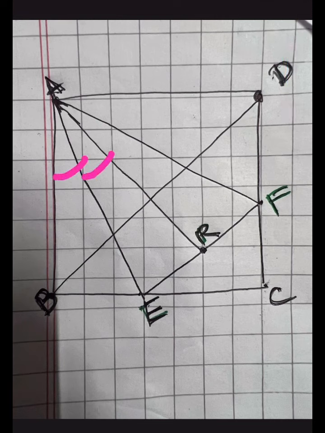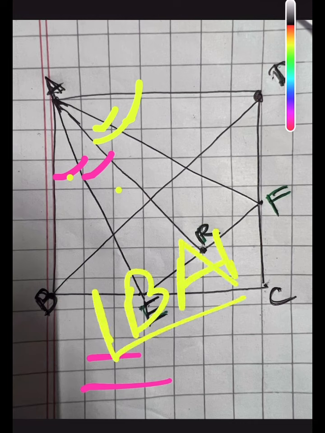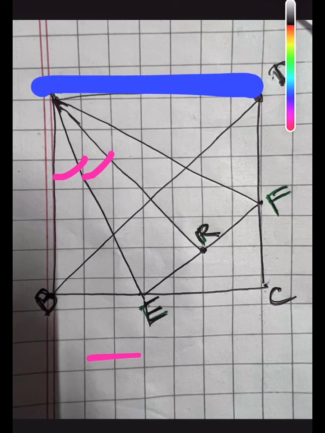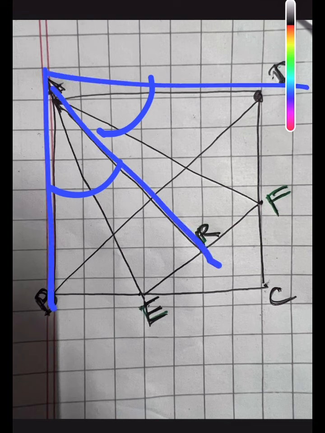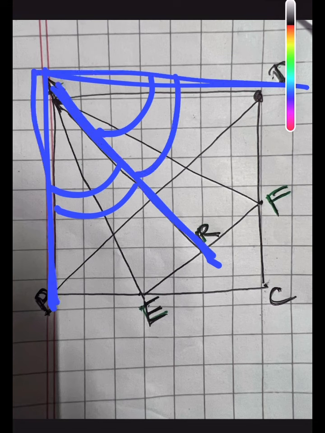This angle plus this angle equals to this angle plus this angle. So this angle and this angle basically gives us angle BAR. And this angle plus this angle gives us DAR, this part, right? So this angle equal to this angle. And the question was, we had to prove that AR bisects angle BAD. So proved, since this angle is equal to this angle, therefore it's proved that AR bisects angle BAD.